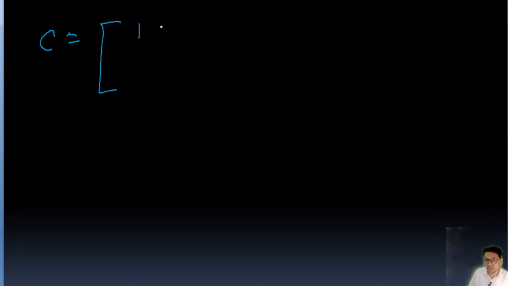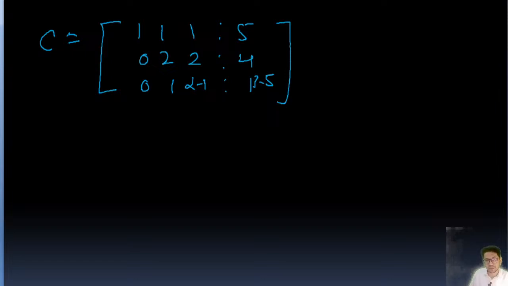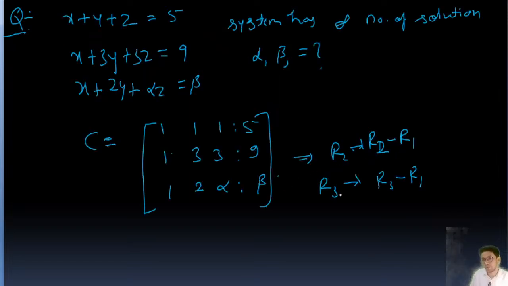The first row will remain the same: 1 1 1 5. The second is going to be 0 2 2 4, and the third is going to be 0 1 alpha minus 1 and beta minus 5 by this operation. Okay, R2 tends to R2 minus R1 and R3 tends to R3 minus R1.